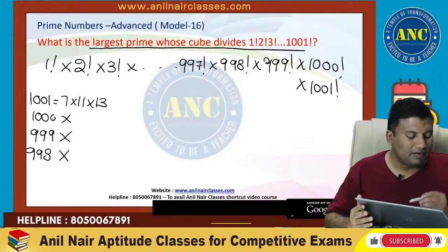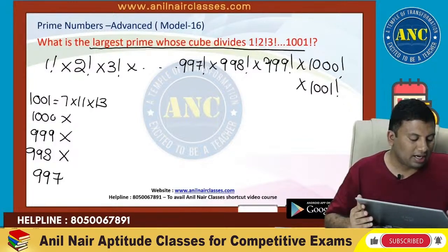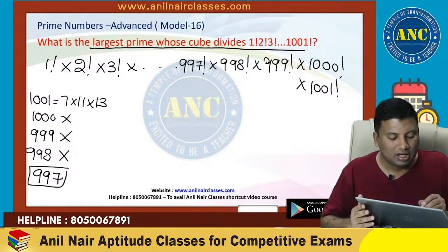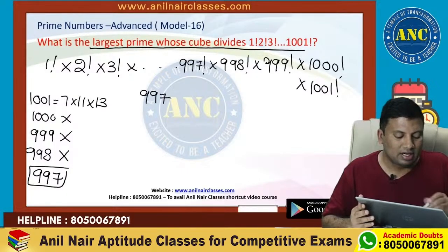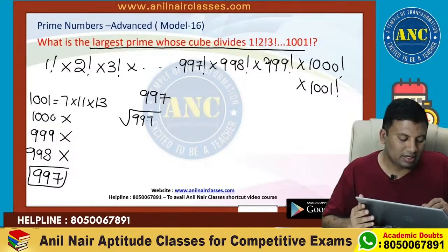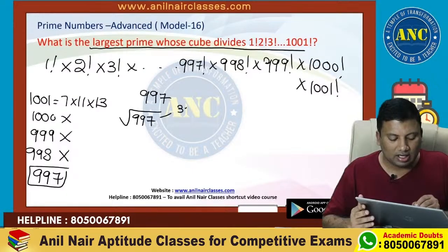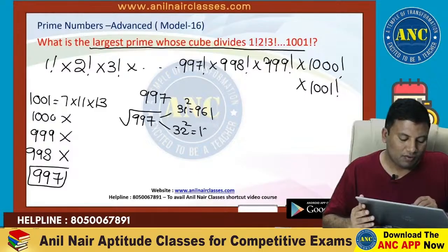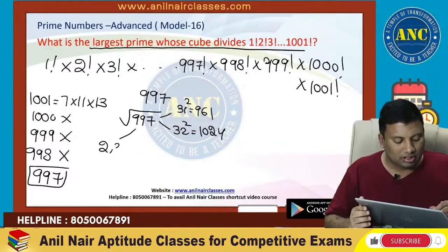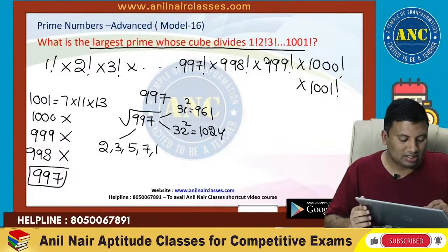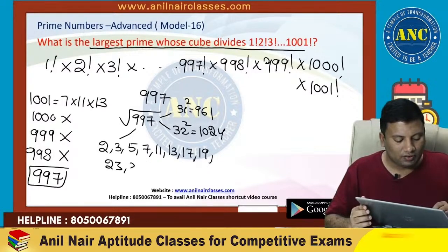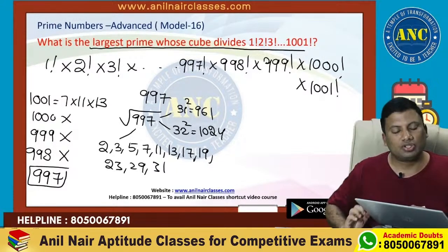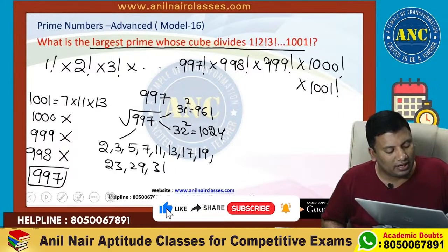998 is an even number. So let me check whether 997 is prime or composite. How to check it? Take the square root of 997. 31 square is 961, 32 square is 1024. Take all the prime numbers less than or equal to 31: 2, 3, 5, 7, 11, 13, 17, 19, 23, 29, 31. So check if 997 is divisible by any of these numbers.